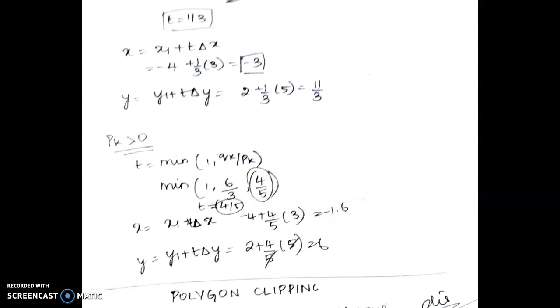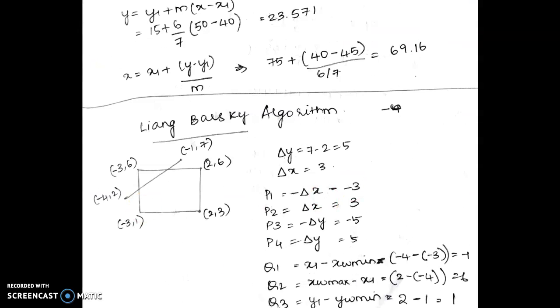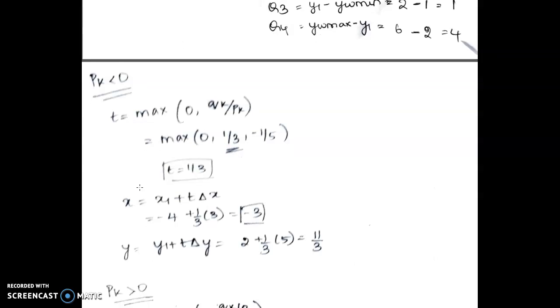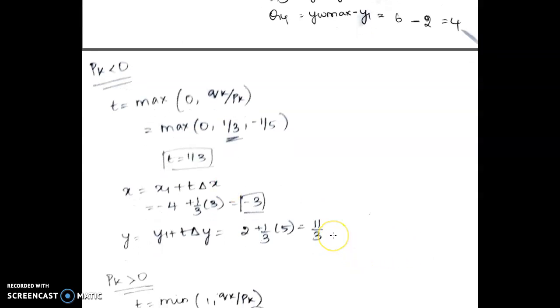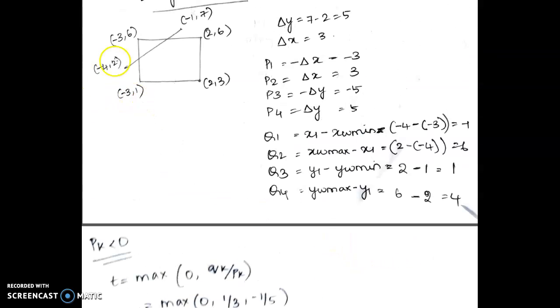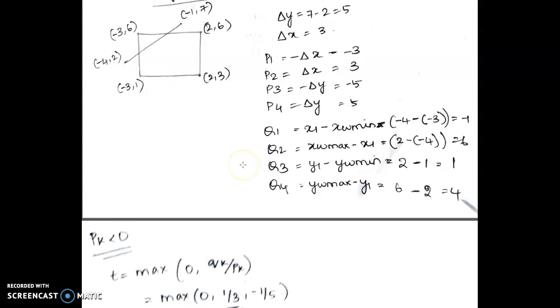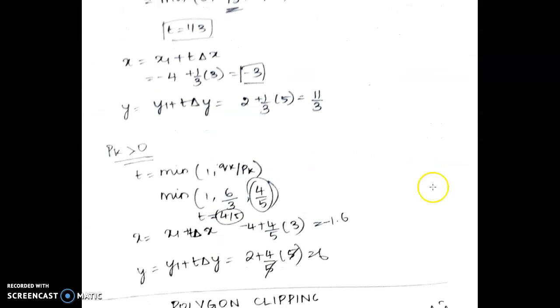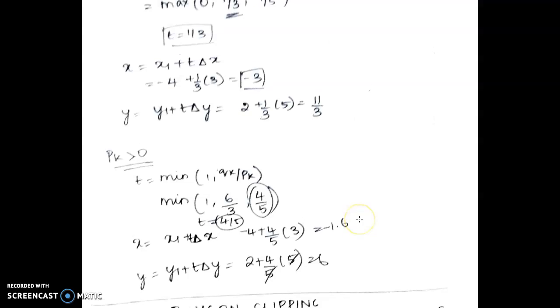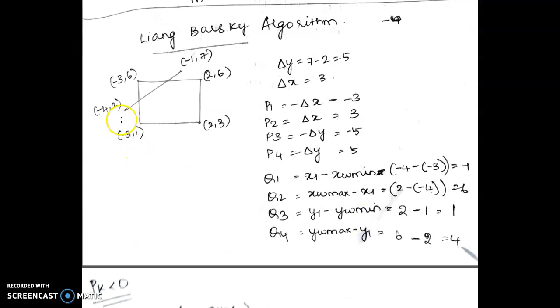If you go up and see, that will be the intersection point. The first intersection point is minus 3, 11 by 3. And the other one, minus 1.6, 6, will be the intersection point of this one. So with this, you can easily find the intersection point using the Liang-Barsky line clipping algorithm.